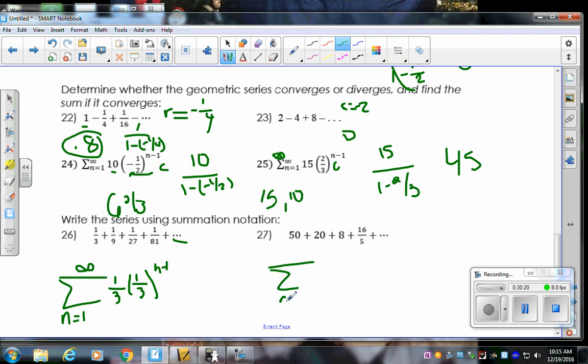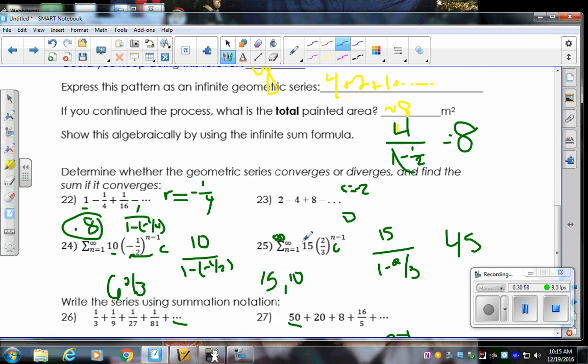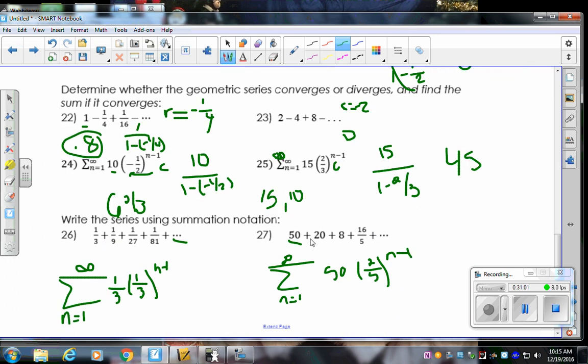Over here, sigma, start at 1. First number in the pattern is 50. The ratio is 2/5. How did I get that? I worked backwards. I did 20 divided by 50 and got 2/5. Now, I'm not asking you to evaluate, which would mean actually get the sum, which you could do though. Just plug your first term and your ratio into the formula. You didn't need to write the sigma to find the sum. It's just saying write it though. All right, and even if it was diverging, you could still write it in sigma notation because I'm not asking you to evaluate.